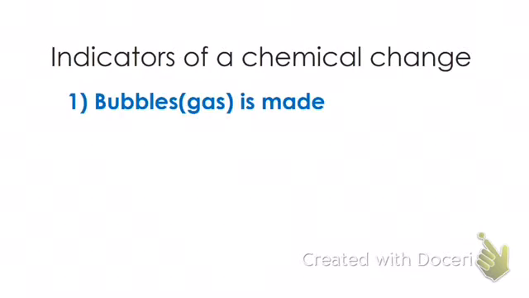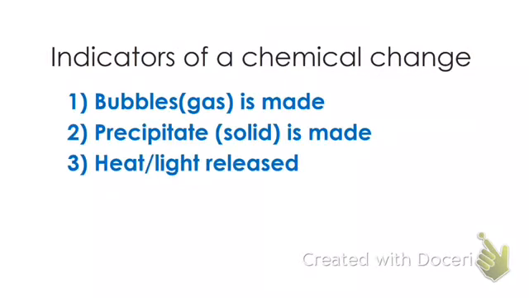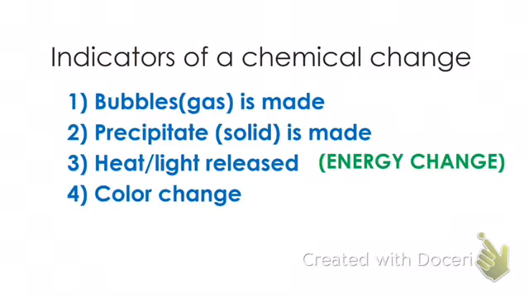First one is bubbles. That's a new gas being made. And keep an eye out for bubbles. Precipitate, or solid being made. Same type of ideas. New surprise solid out of nowhere. You're going to be very familiar with that word precipitate by the end of the semester. So let's start getting to know it now. Heat or light being released, also known as energy being released of some sort, any type. And color change. Now, all of these need to be surprise changes.